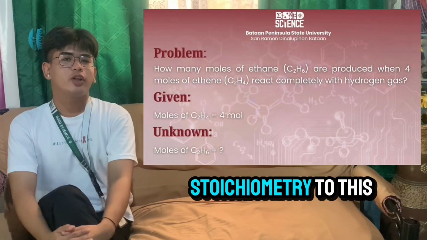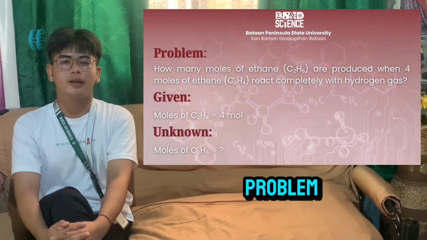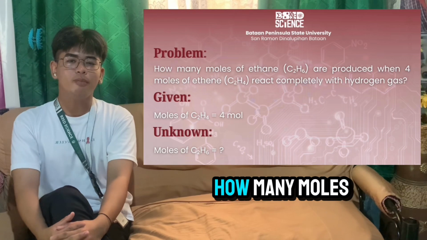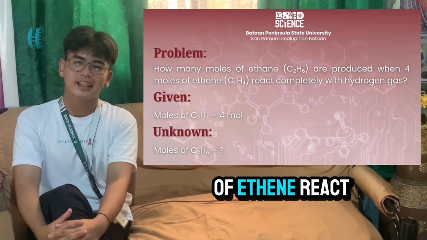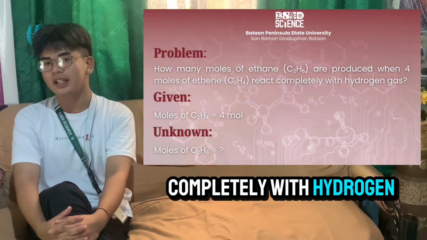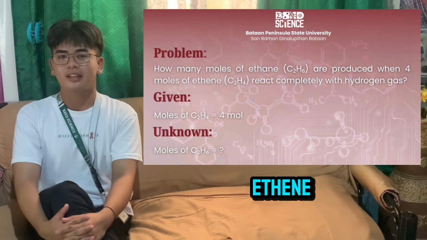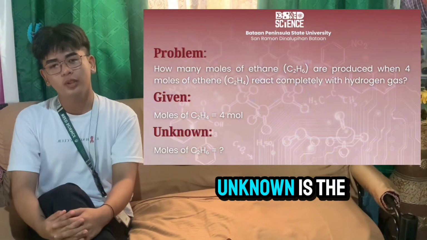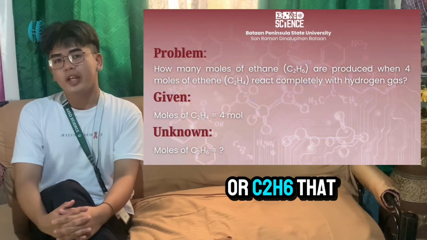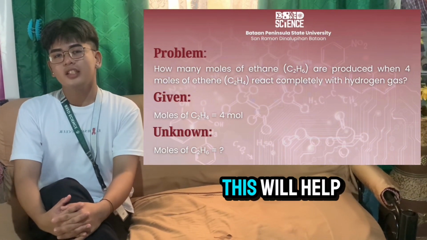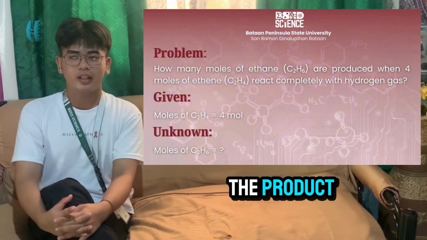Next, let's apply stoichiometry to this reaction by solving a simple problem. The problem states: how many moles of ethane are produced when 4 moles of ethene react completely with hydrogen gas? From the problem, our given is the number of moles of ethene, which is 4 moles. Our unknown is the number of moles of ethane, or C2H6, that will be produced. This will help us see the exact mole relationship between the reactant and the product.